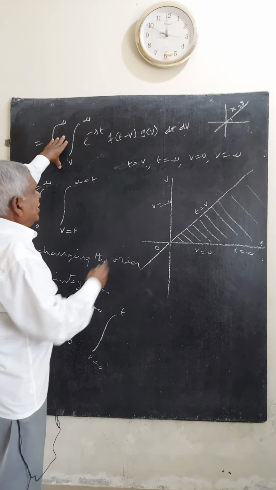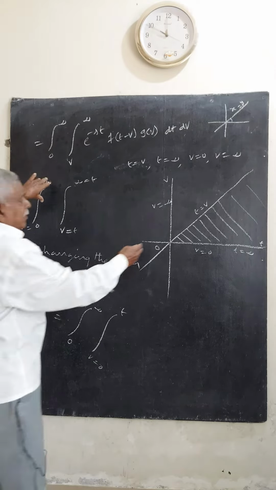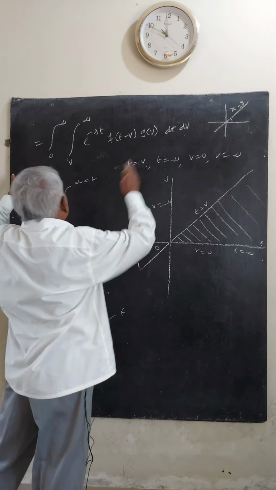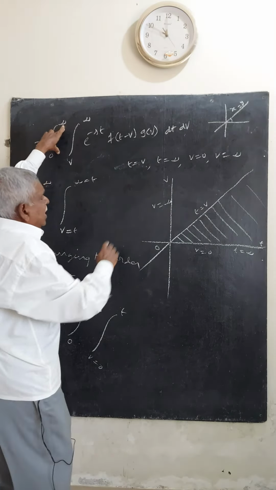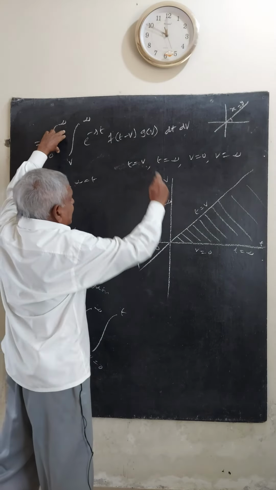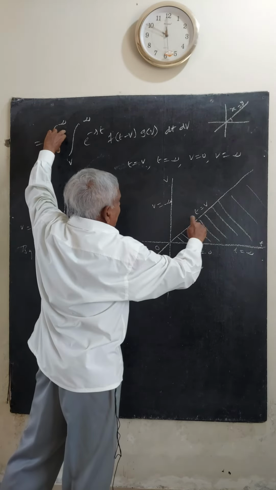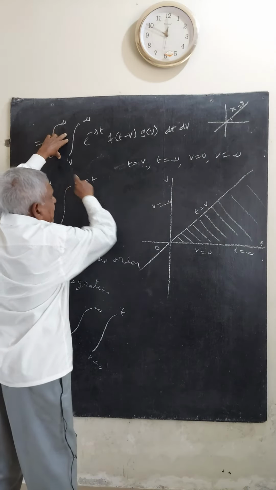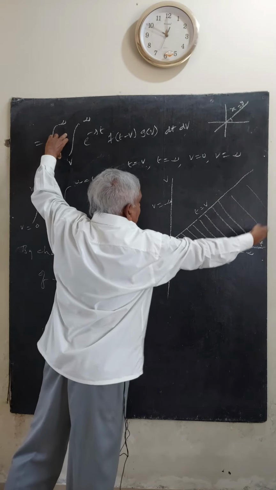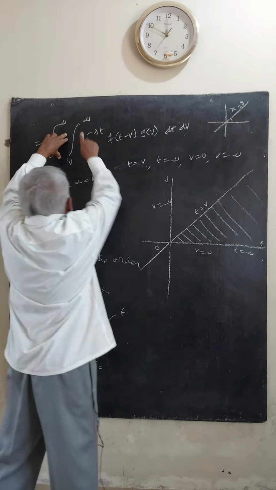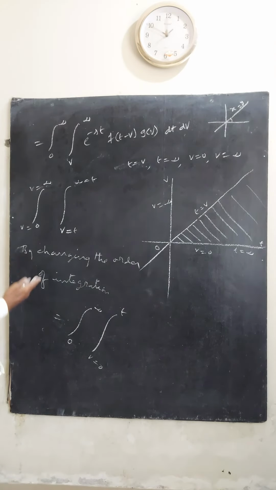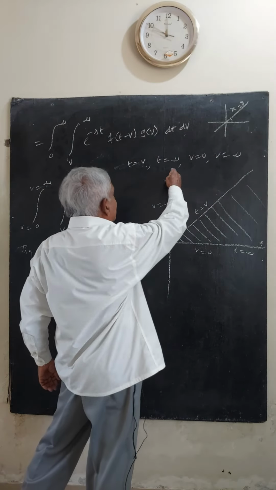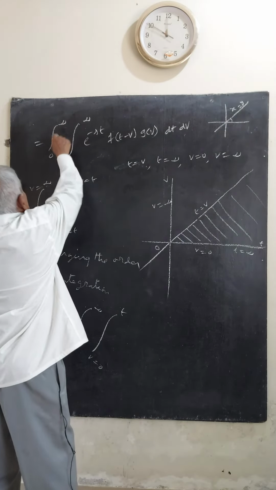You can see the same in this diagram also. If you take the v axis, v goes from 0 to infinity. The other variable is t, which goes left to right, t equal to v, going up to infinity. We can tell the same from the same diagram: the limit is 0 to infinity, v tends to infinity.